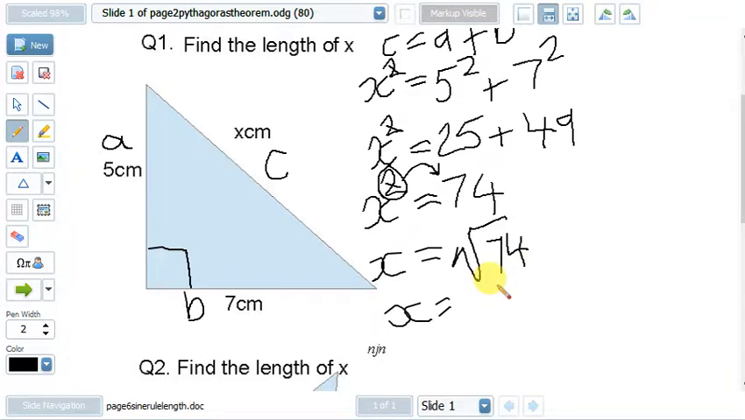Because it's not a square number, we're going to take the square root of 74 and take it to 2 decimal places. Now the square root of 74 is 8.60232527. So to 2 decimal places, your answer would be 8.60.